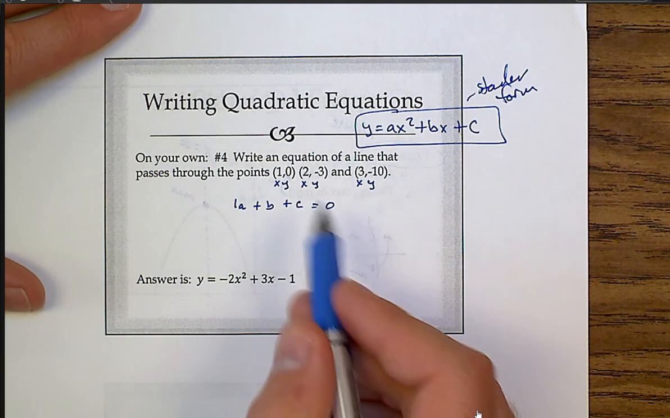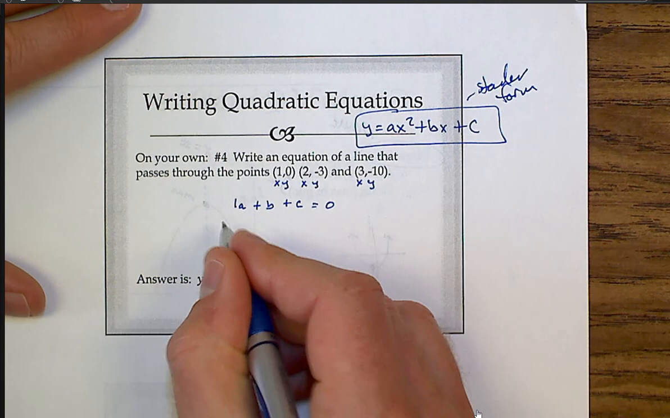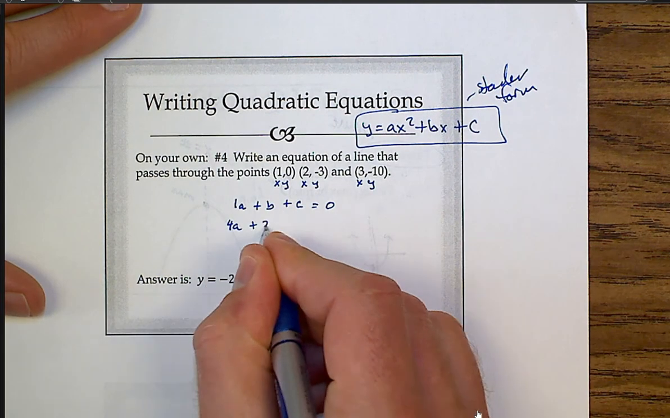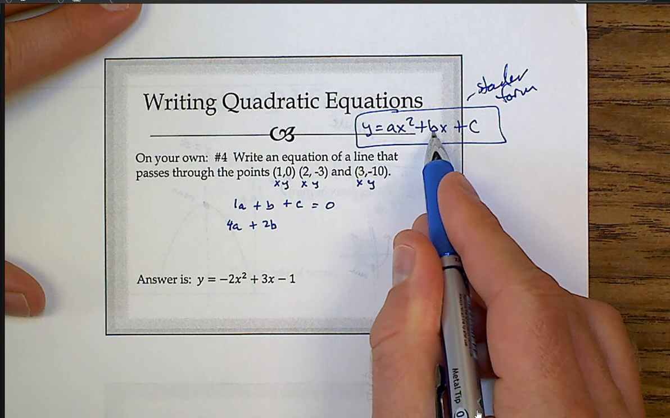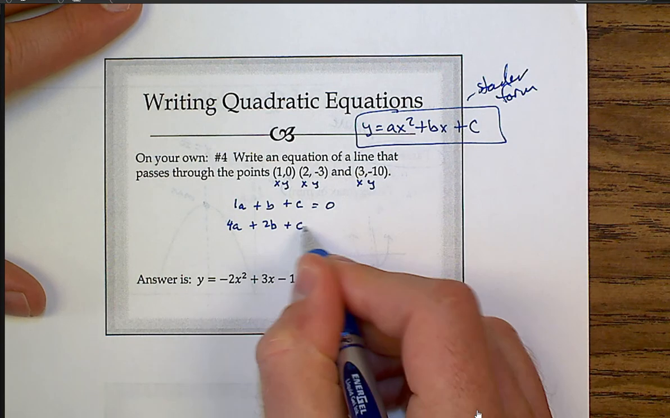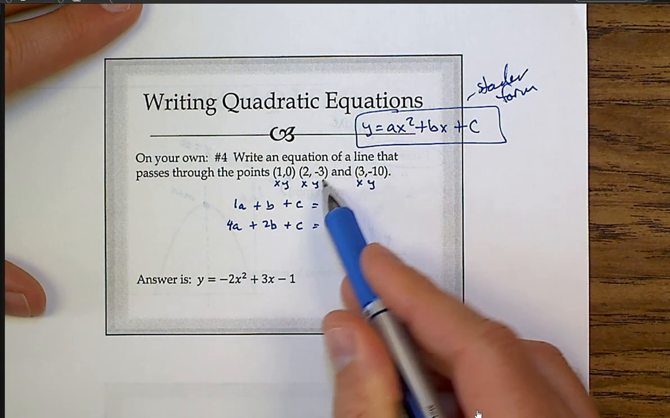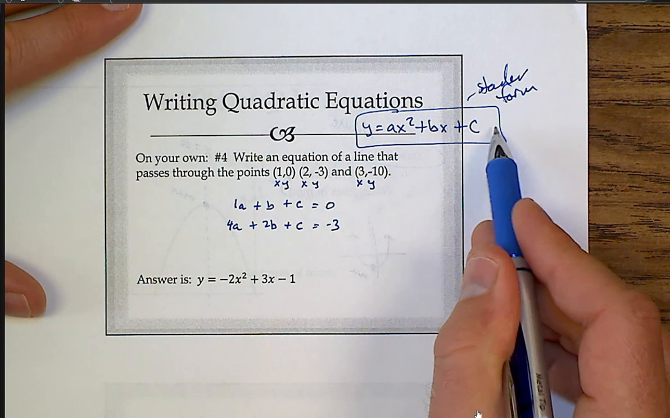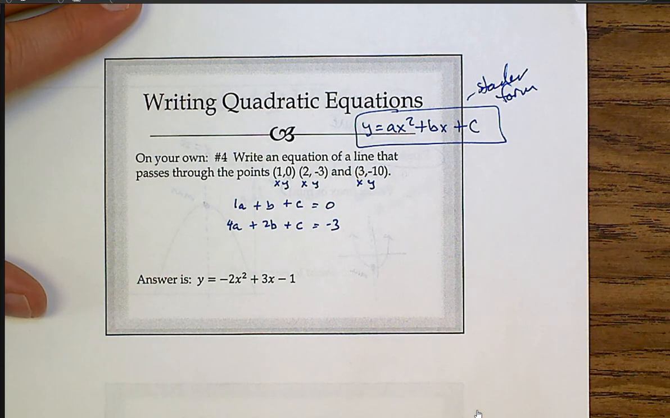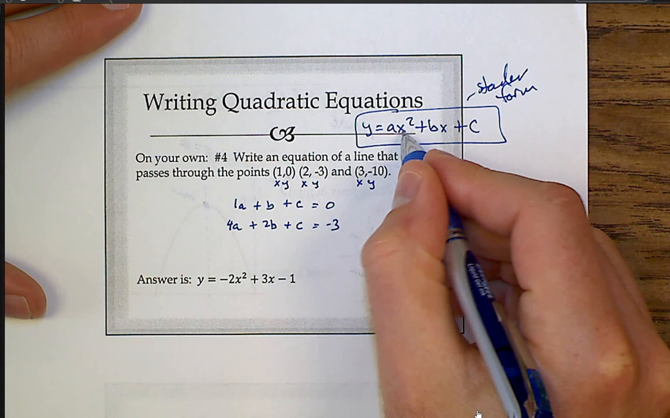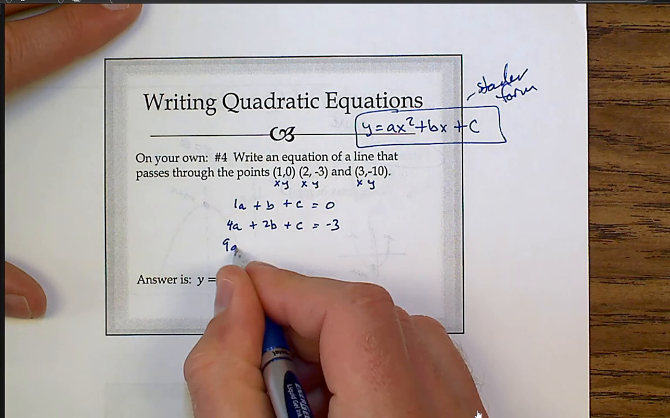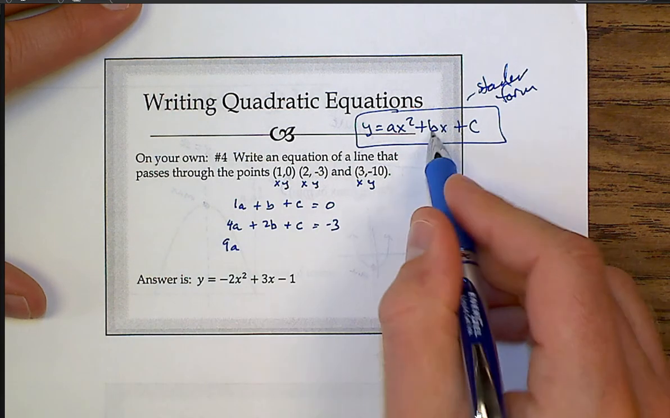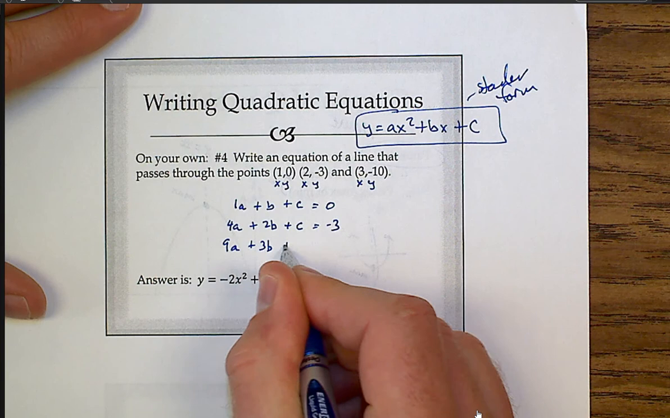I'm going to plug 2 in for x. So 2 squared is 4a plus 2b, because 2 times b is 2b, plus c equals negative 3, because negative 3 is my y. Remember, I put my y's on this side here. And then my last point is x value is 3, so 3 squared is 9. 9 times a is 9a. 3 times b is 3b, plus c equals negative 10.